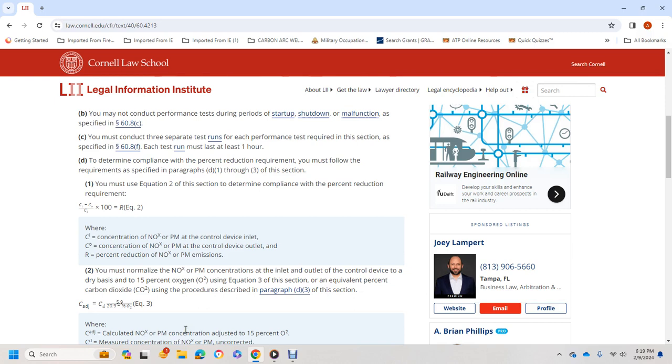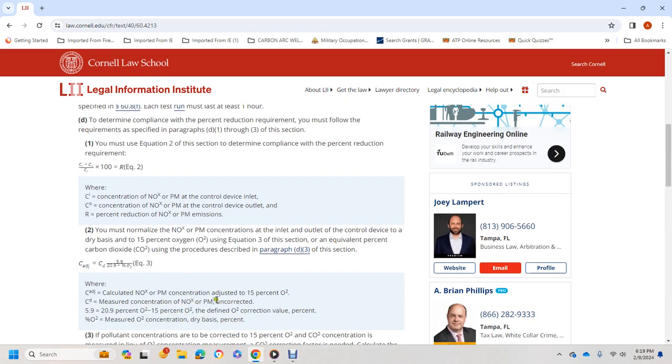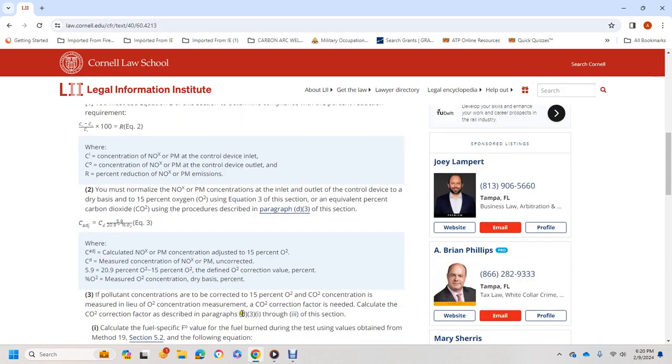2. You must normalize the nitrogen oxides or particulate matter at the inlet and outlet of the control device to a dry basis and 15 percent oxygen. Use the equation in this section, or an equivalent percent carbon dioxide using the procedures described in paragraph D3 of this section. The calculated nitrogen oxides or particulate matter concentration adjusted to 15 percent oxygen is equal to the measured concentration uncorrected, times 5.9, divided by 20.9 minus the percent measured oxygen concentration, dry basis.